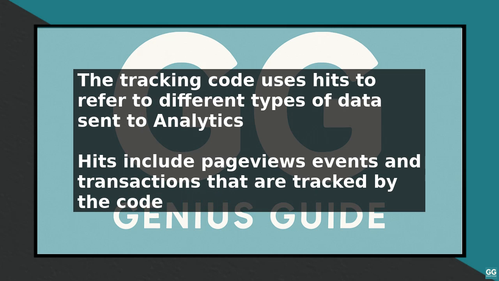Now, let's talk about some key concepts. The tracking code uses a concept called hits, which refer to the different types of data that are sent to Google Analytics, such as page views, events, and transactions.